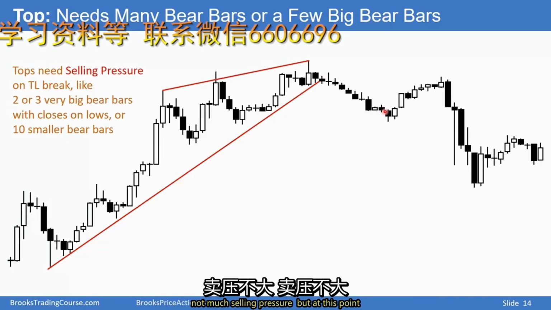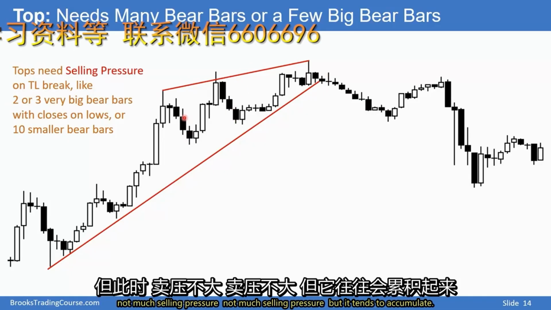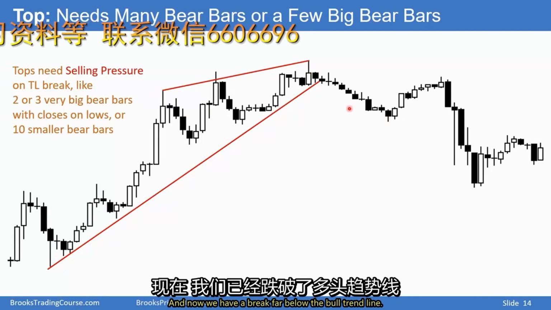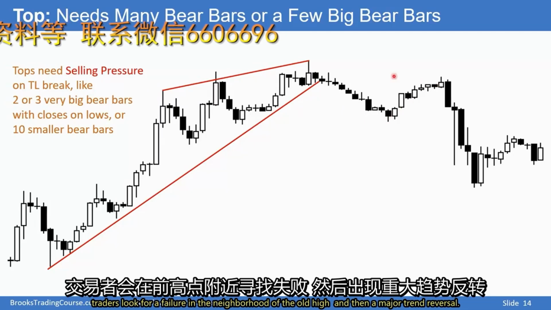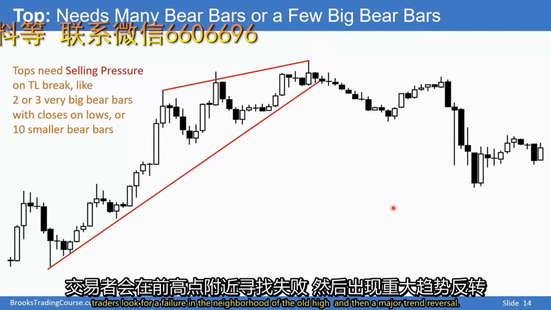At this point, you look back and say, well, not much selling pressure, but it tends to accumulate. And now we have a break far below the bull trend line. After the bull trend resumes up, traders look for a failure in the neighborhood of the old high, and then a major trend reversal.